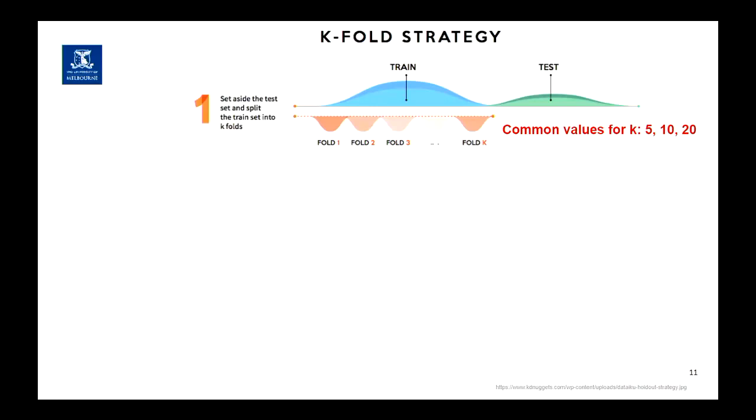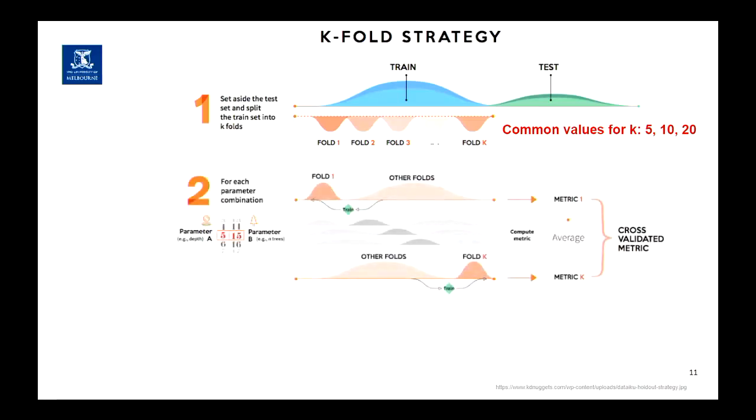So if k equals 5, let's say this one is our validation set. We are training with 80% and validating with 20% in each round. If our k is 10, it's 90%. If k is 20, we're training on 95% and evaluating on 5%, but doing this multiple times.